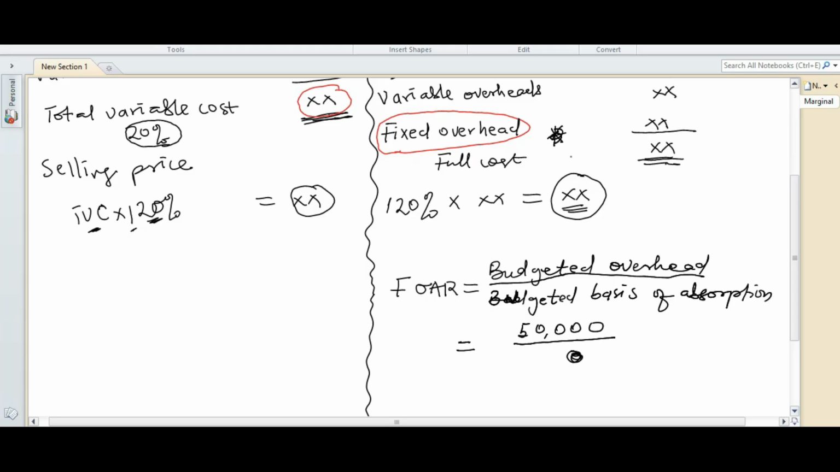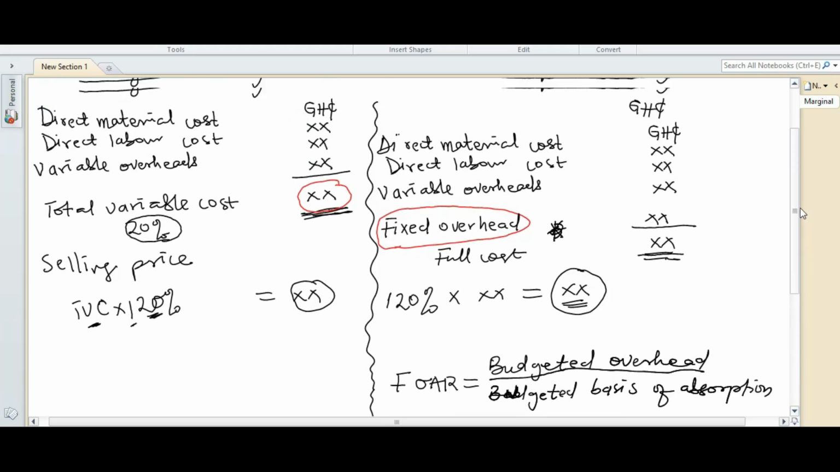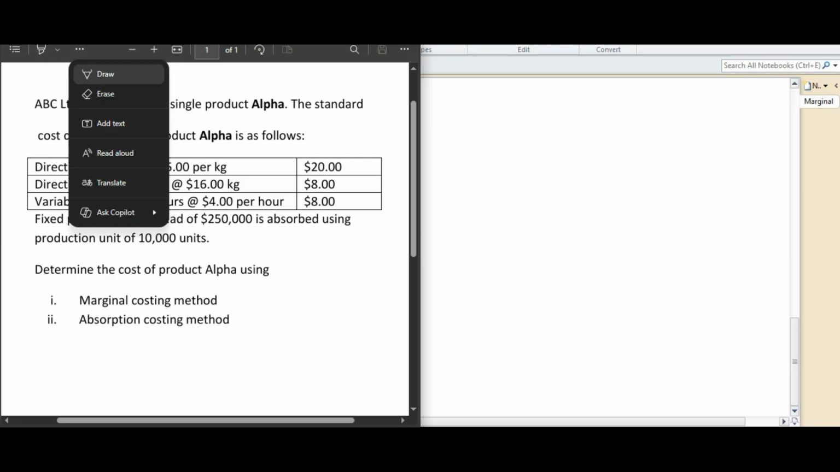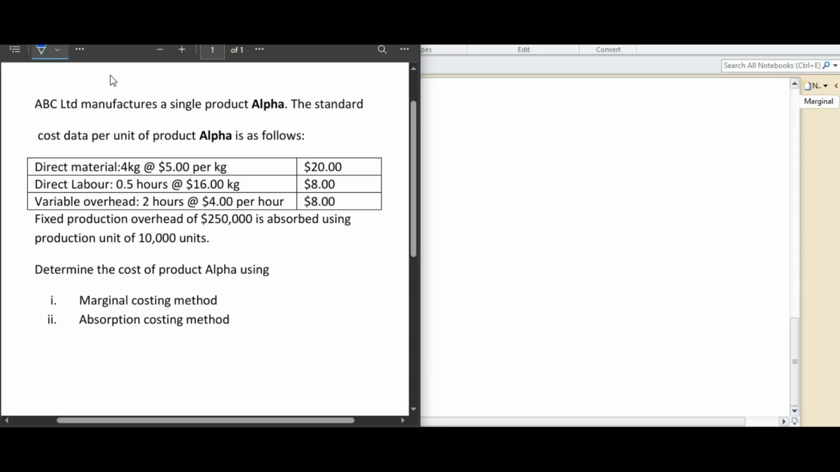So let's take a question to demonstrate what I'm saying. I have a question here. The question says ABC Limited manufactures a single product alpha. The standard cost data per unit of product alpha is as follows. Direct material will use 4 kg at $5 per kg, and that will give us a total of $20.